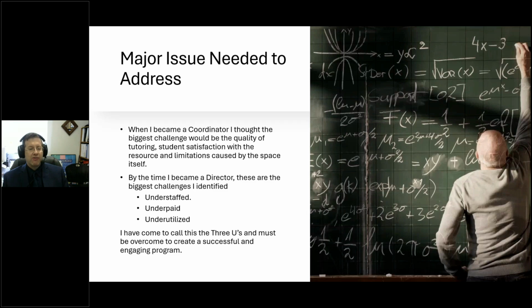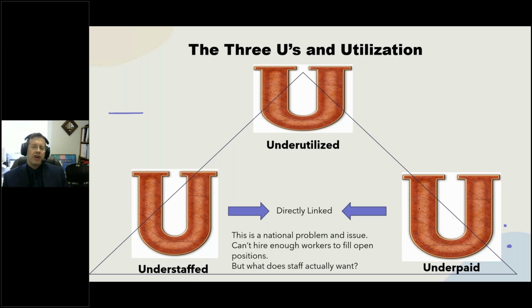But then I thought about when I became a director, in terms of this presentation today, the biggest challenges just related to engagement and for building our tutoring and learning center spaces, and that we're understaffed, we're underpaid, and we're underutilized. And what I mean by underpaid is primarily the tutors. And I came to call this the 3 U's, and they must be overcome to create a successful and engaging program. And so this is something that I built upon from a previous conference where I spoke. And I've always felt that being understaffed and underpaid was directly linked.